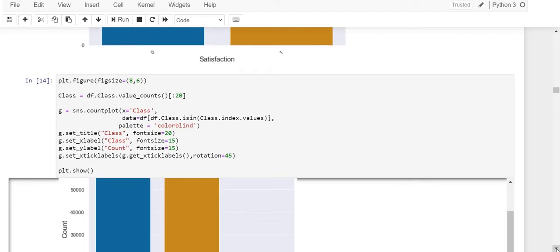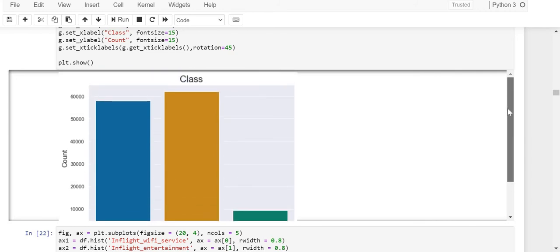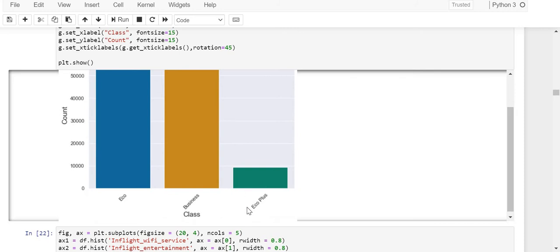Coming on to type of class, most of the people travel in business class, followed by the economy class and then Eco Plus class. The customers who travel in Eco Plus are nearly less than 10,000.